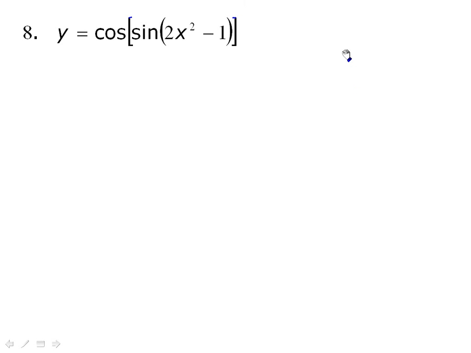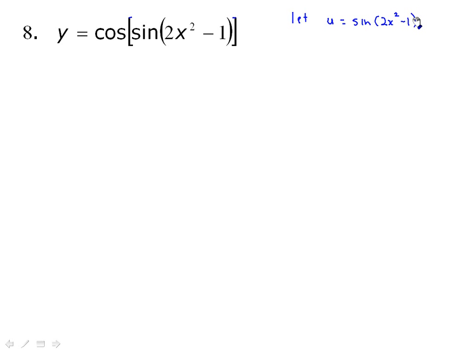And here the choice is what we let u be equal to. Now what I'm going to do is make it the biggest thing I can, which is u is equal to sine of 2x squared minus 1. The question you're probably asking yourself, what if I made u equal to 2x squared minus 1? Then I would have had y is equal to cosine of the sine of u. And it's actually quite manageable. So if you've done that, you're okay.